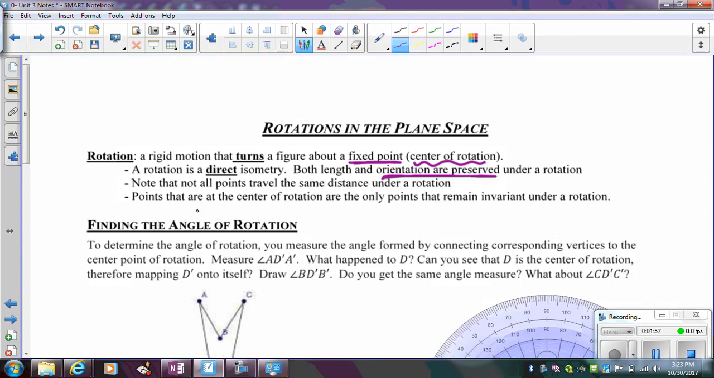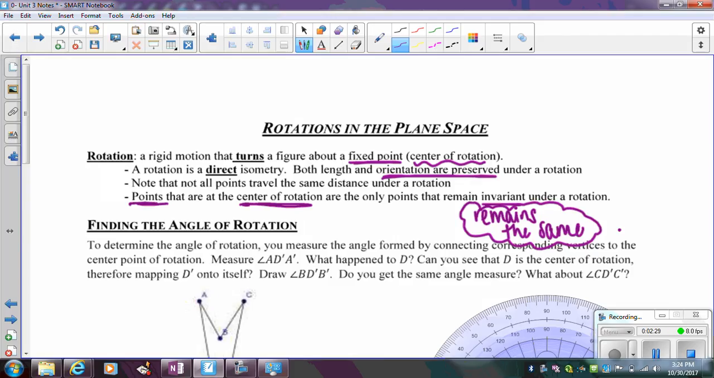And then remaining invariant here, any points that are on the center of rotation will remain invariant. And remember, invariant means remains the same. So that means that they're not going to move. We're going to see that in a minute, where if the center of rotation is a point that you're trying to rotate, that center is just going to stay right in place, and it's not going to move.